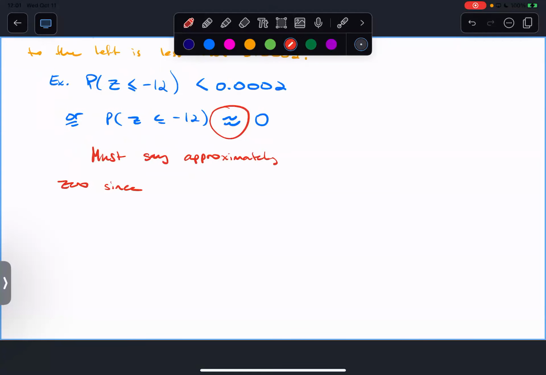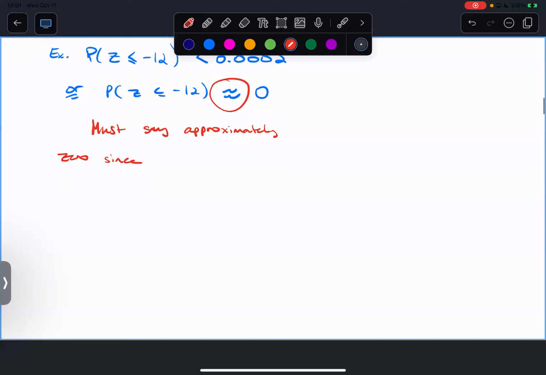Since the tails continue to negative infinity, they never touch the axis, which is extra confusing because we know the total area is 1, right? It's one of those kind of mind-boggling situations where it never closes on the axis, but it gets really, really close, and then the total area is 1. And so we must say approximately 0 since the tails extend to plus minus infinity.